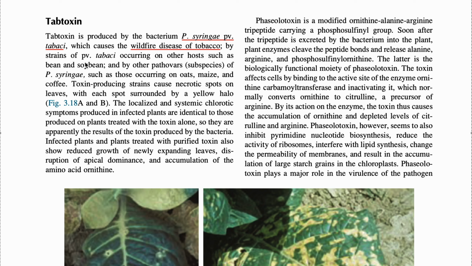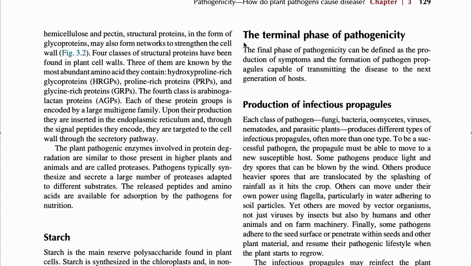It is also produced by strains of pathovars occurring on other hosts such as bean and soybean, and by other pathovars of Pseudomonas syringae such as those occurring in oats, maize and coffee. These toxin producing strains cause necrotic spots on leaves. That's it. These are the symptoms of this toxin. Now we will jump directly to the terminal phase of pathogenicity.